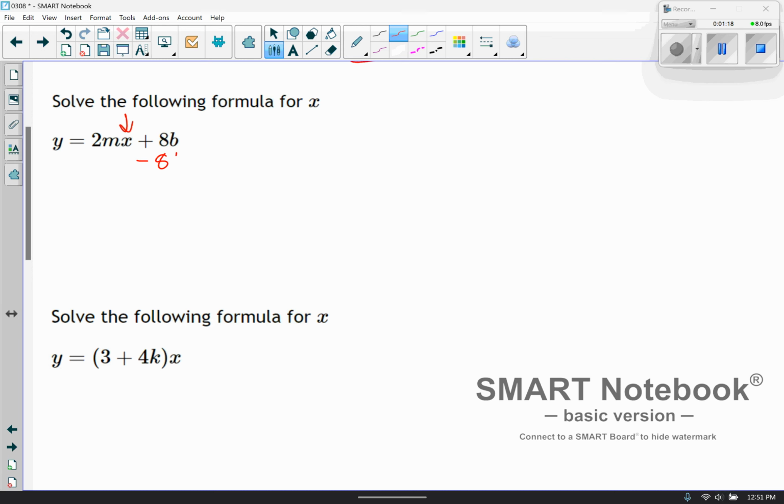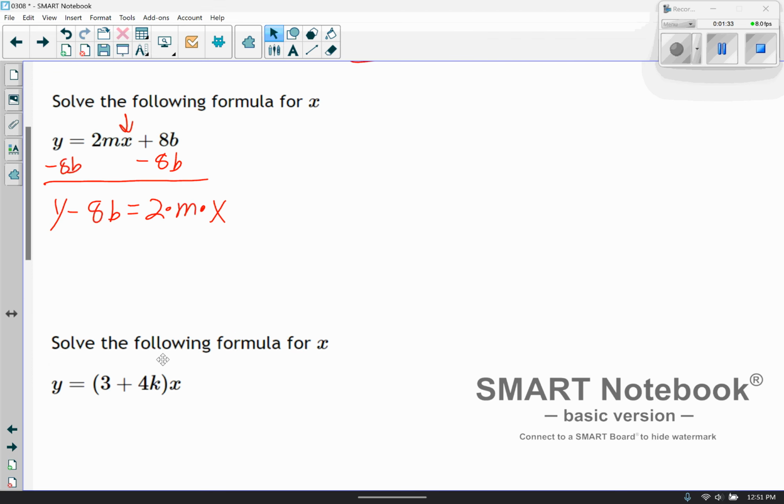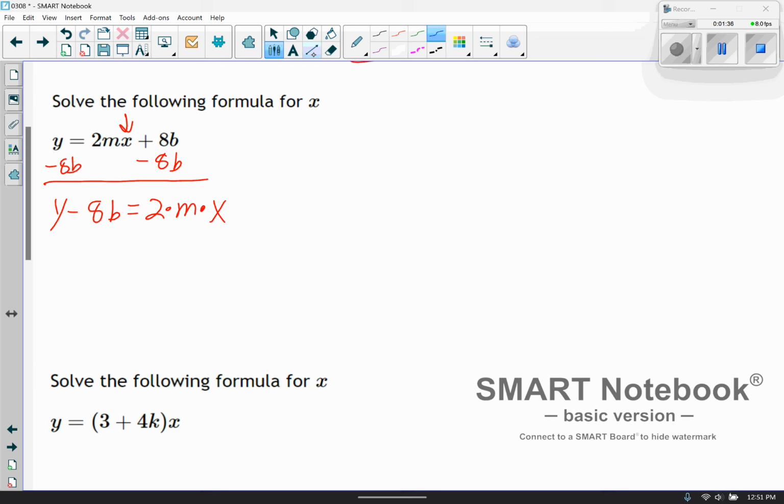So I'm going to start by subtracting both sides by 8b. So then that will leave me with y minus 8b equals 2 times m times x. Now at this point, it actually kind of looks similar to the one we just got done doing. So to get x by itself, I'm going to have to divide by 2m. And then I can divide each of these by 2m or just divide the whole thing. I'm just going to go ahead and divide the whole thing by 2m. And so then the 2's will cancel here and the m's will cancel here. So I'm left with y minus 8b all over 2m equals x.